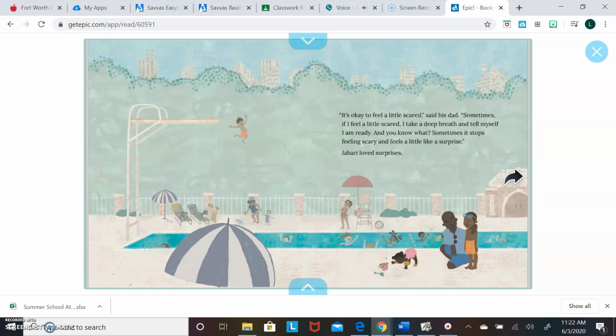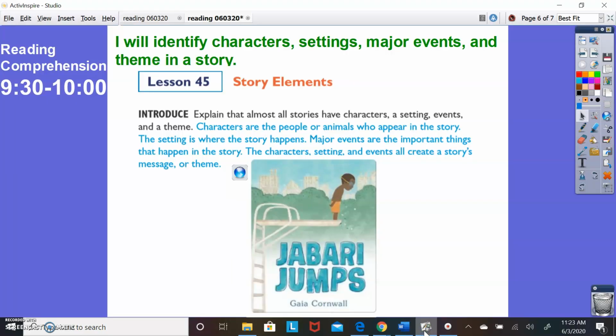"It's okay to feel a little scared," said his dad. "Sometimes, if I feel a little scared, I take a deep breath and tell myself I am ready. And you know what? Sometimes it stops feeling scary and feels like a surprise." Jabari loves surprises. We're going to stop here and let's go back to our screen here.